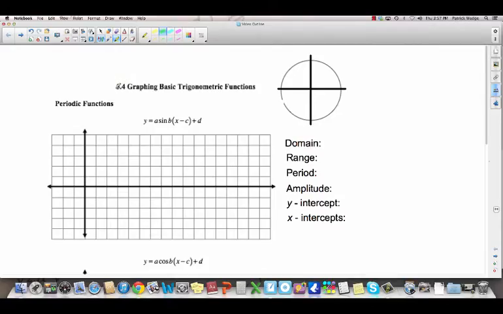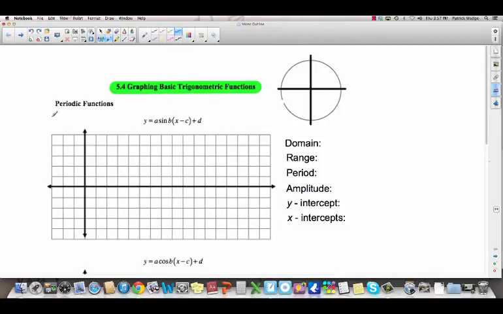Okay, section 5.4 is on graphing basic trigonometric functions. This is going to be a long video. If I can get this under 30 minutes, it's a minor miracle. We're going to start today by graphing the sine function and the cosine function, and then a couple days from now we'll do the tan function.